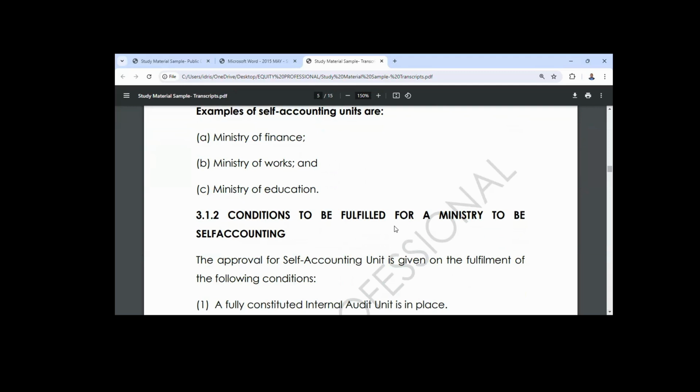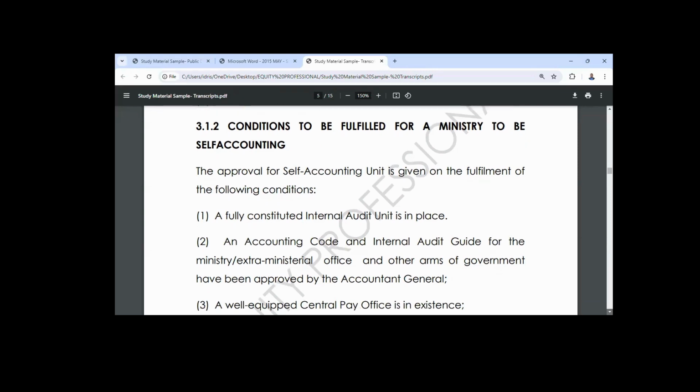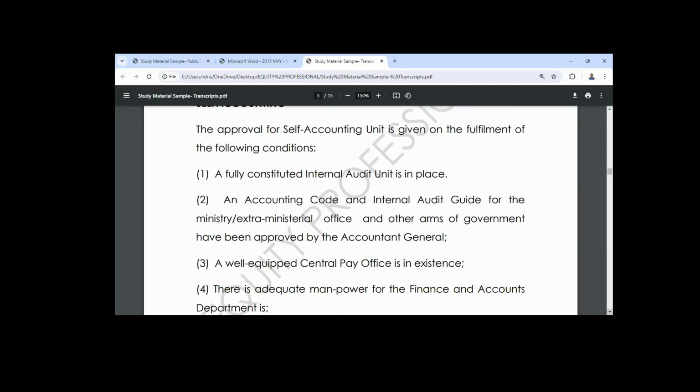What are the conditions that need to be fulfilled for a ministry to be a self-accounting unit? Number one, they must have a fully constituted internal audit unit. For a ministry to be regarded as a self-accounting unit, they must have an internal audit unit.